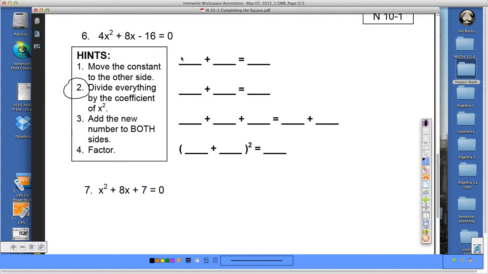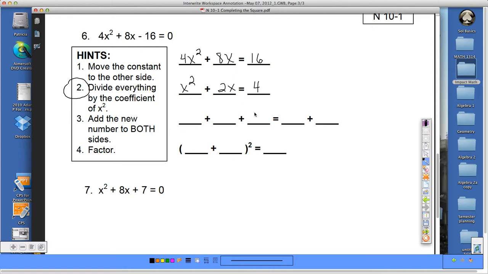So, first it says move the constant. I usually divide by the coefficient first, and I'll show you that in a minute. So we add 16 across. 4x squared plus 8x equals 16. Now we're going to divide everything by 4. So you have x squared plus 2x equals 4. Now I have the x squared, which is what I want. I don't want any kind of coefficient in front of my squared term.